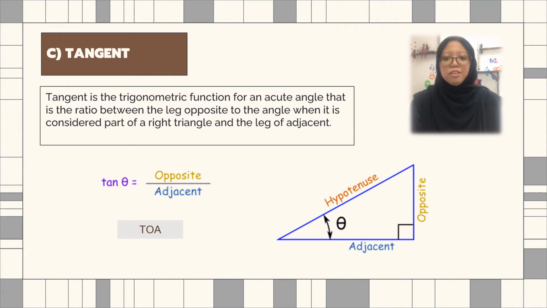Then the reciprocal trigonometry. First, cosecant. In a right triangle, the secant of an angle is the length of the hypotenuse divided by the length of the adjacent side. The second is secant. Secant is the length of the hypotenuse divided by the length of the side opposite the angle. The third one is cotangent. Cotangent is the length of the adjacent side divided by the length of the side opposite the angle. That's all from me. Thank you.